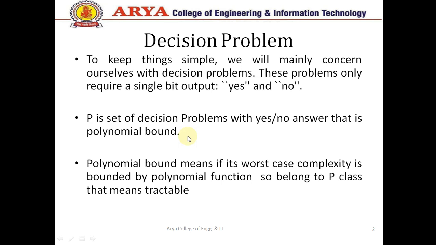Here we already studied what is the P problem, NP problem, NP complete, NP hard. These are the types of problems that exist. So P is a set of decision problems with a yes or no answer. That means it is polynomial bound. Polynomial bound means if its worst case complexity is bounded by a polynomial function, it belongs to the P class. That means these are predictable problems.